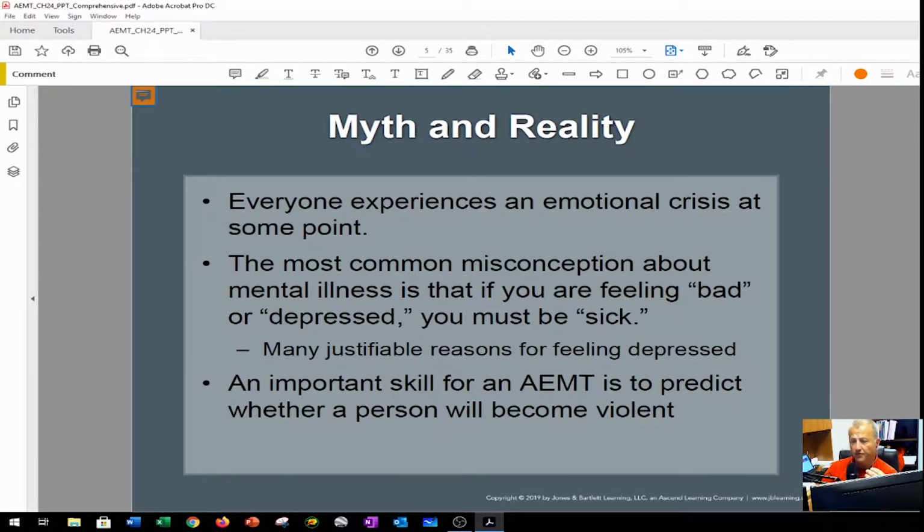And just some myths versus reality. Some folks think that everyone is going to have some type of emotional crisis. It's not always true. Not everybody has an emotional crisis to the point where they'll clearly meet the definition of a psychiatric emergency. Some think if you're feeling bad, you're necessarily sick. Not always true. There are many reasons out there for feeling depressed.